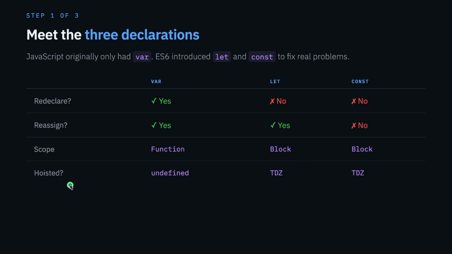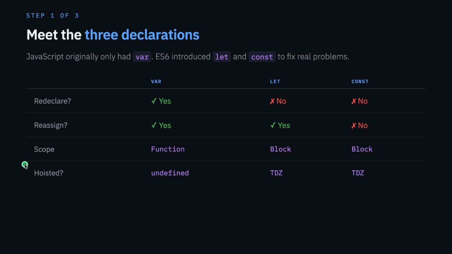Similarly, for hoisting, a variable which has been declared using the var keyword will be hoisted and it will return undefined if anyone tries to access the variable before its declaration. And if you try to do the same for variables which are declared using let and const, you will get a reference error because of the temporal dead zone.